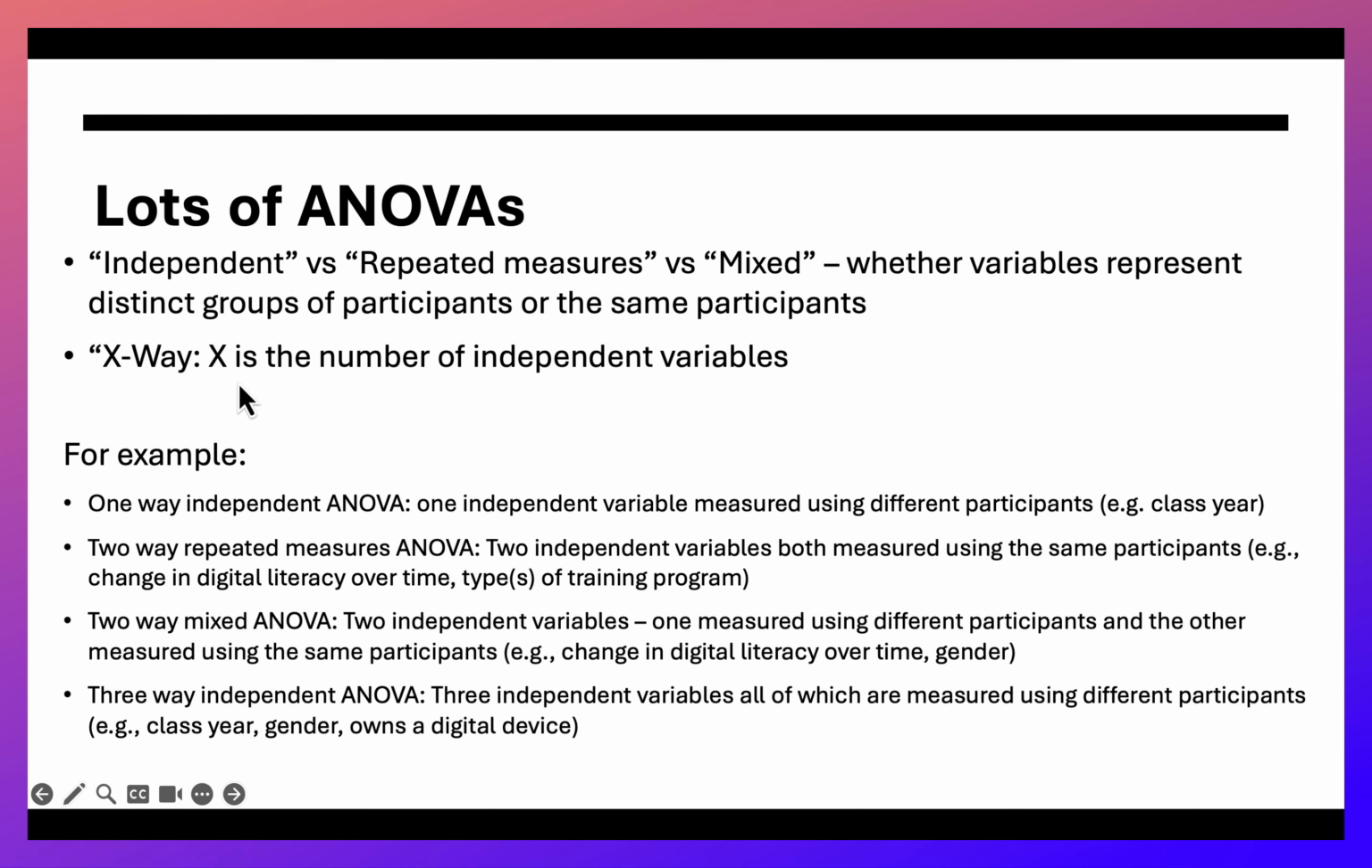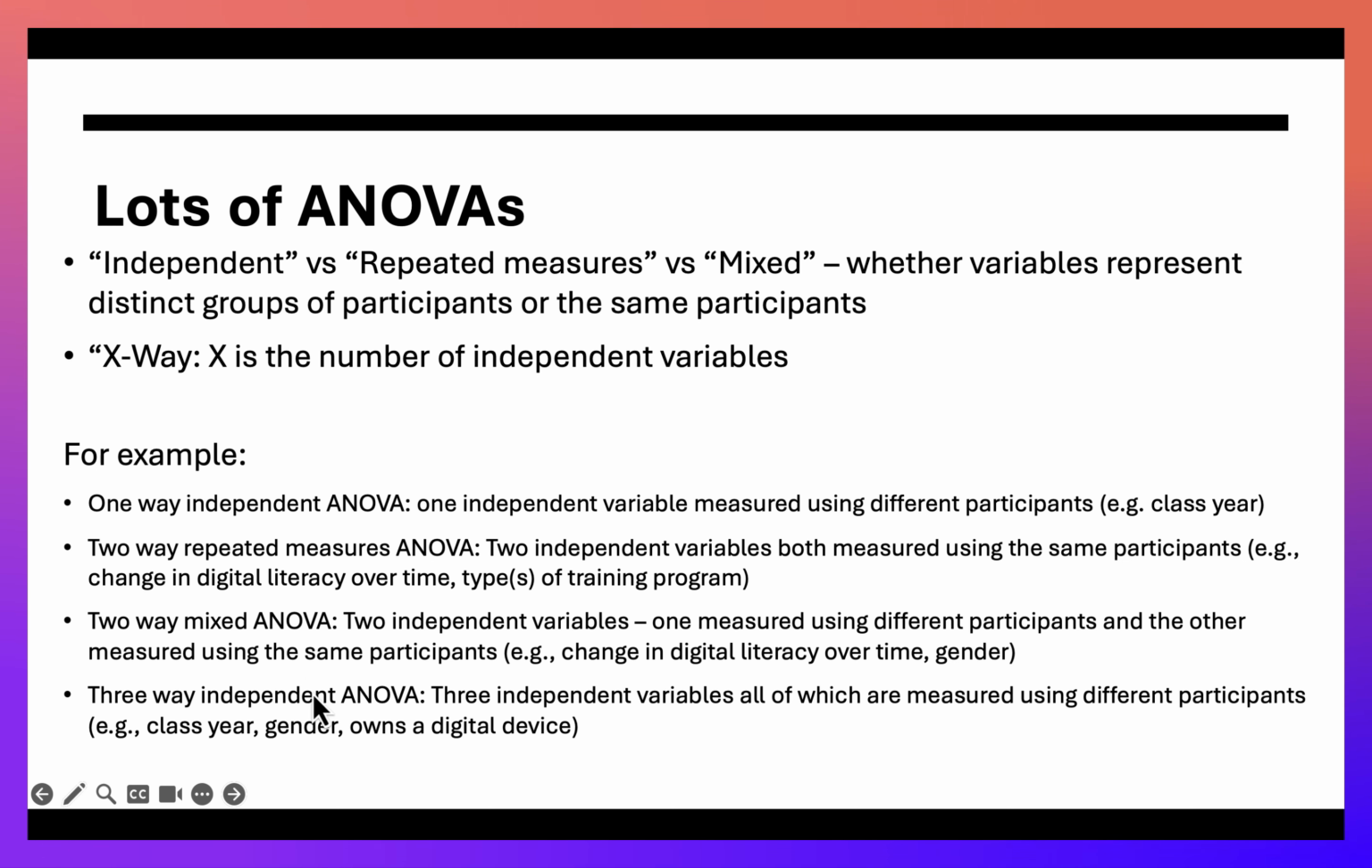Then, as I mentioned, you don't have to just do one or two independent variables. You could also do three independent variables, and that would be a three-way ANOVA. Maybe we did a three-way independent ANOVA where our dependent variable is digital literacy, and we're interested in seeing whether digital literacy is affected by class year, gender, and ownership of a digital device. So that would be a three-way ANOVA. And again, for all of these three variables, class year, gender, and owns a digital device, students could only be assigned to one of those categories, and that's why it's an independent ANOVA.